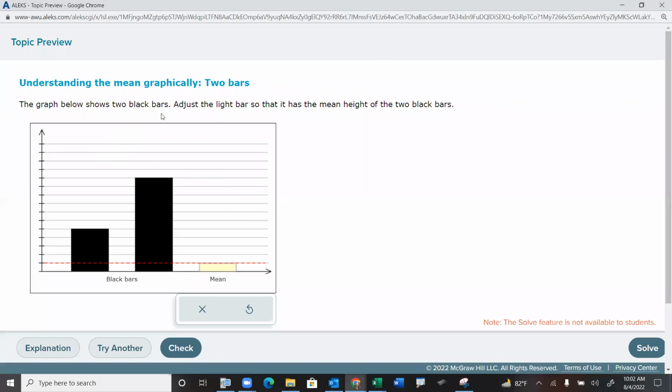Now let's get back to understanding the mean. So this is kind of a different approach for talking about the mean. The graph below shows 2 black bars. Glad it said it was black because if I move my head a little, my colorblind eyes tell me it might be tinged with red. Adjust the light bar, so this guy down here, so that it has the mean height of the 2 black bars. Well, mean means average.